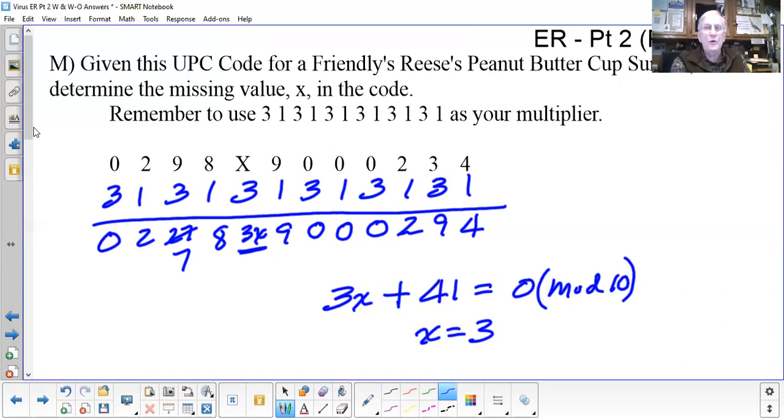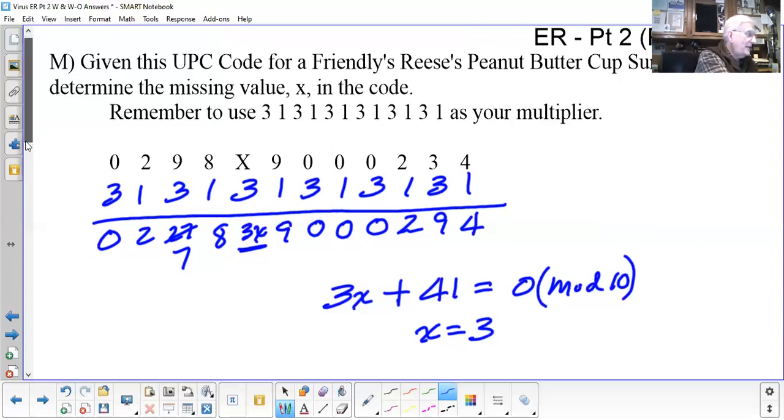Recall there will be no credit cards on the final exam, only a UPC code or a bank routing number, one or the other. And I will always give you the digits you need to multiply by to solve the problem. Okay, any question there? Hopefully not. All right, let's go on to the next question.